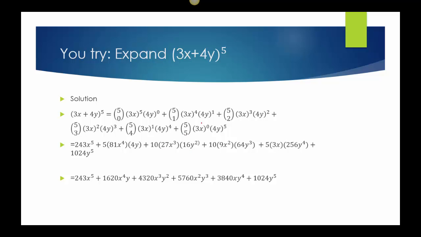And then 5 choose 5 is 1, 3x to the 0 is 1, and 4y to the 5th was 1024y to the 5th. So I put terms together where I could, so I kept the 243x to the 5th. 5 times 81 times 4 gave me 1620x to the 4th y. 10 times 27 times 16 gave me 4320x cubed y squared. 10 times 9 times 64 was 5760x squared y cubed. 5 times 3 times 256 was my 3840xy to the 4th, and then I kept my 1024y to the 5th. That's it.